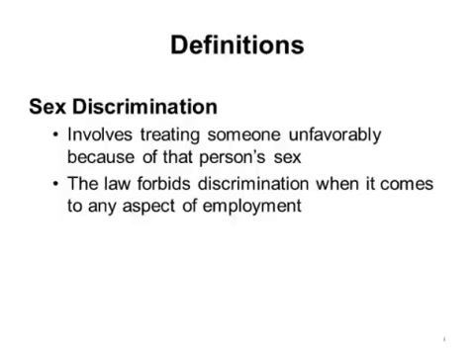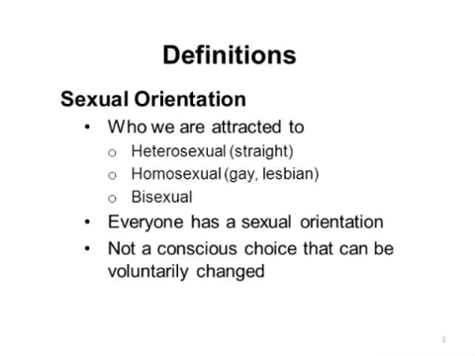So let's start talking about some basic definitions. First, sex discrimination. Just what is covered under EEOC's definition of sex discrimination? Well, basically it involves treating someone unfavorably because of that person's sex, and the law forbids it in any portion or any aspect of employment, including interviewing, hiring, firing, promotion, things like that. Sexual orientation. Sexual orientation is basically who we are attracted to. Heterosexual, homosexual, bisexual, everyone has a sexual orientation. It's not a conscious choice that can be voluntarily changed, okay?